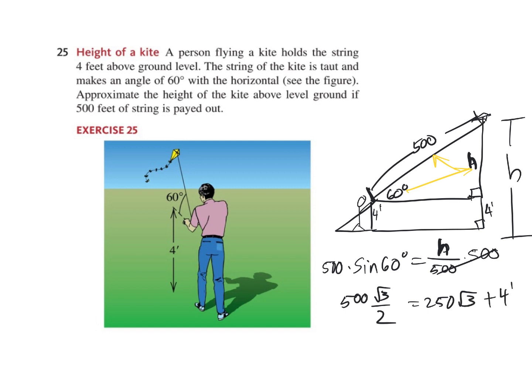Don't forget that. So now we need to use our calculator. That's the exact answer, by the way. So we do 250 times the square root of 3. And that gives us 433 plus 4, which is 437 feet. That's pretty high. Well, if you think about it, 60 degrees is pretty high. So really the picture should look like this. And if that's 500, this is roughly 430. That makes a little sense. All right, that's a little teaser for what's to come.